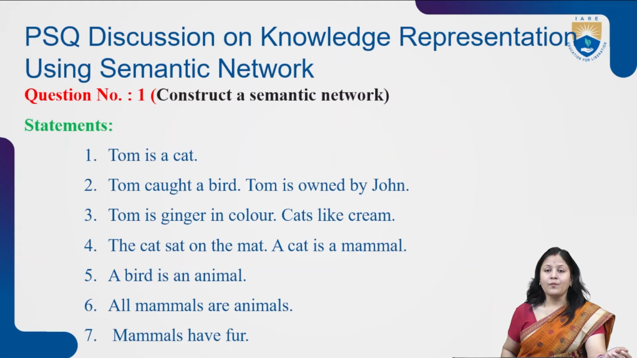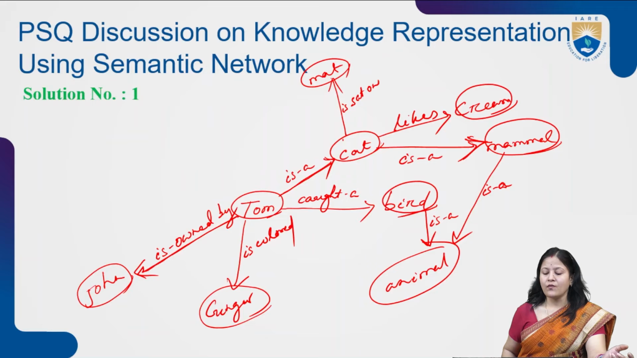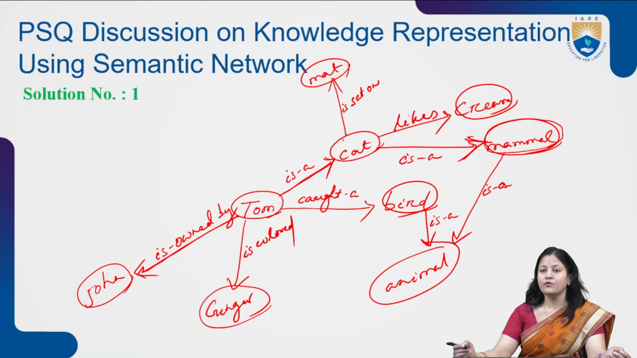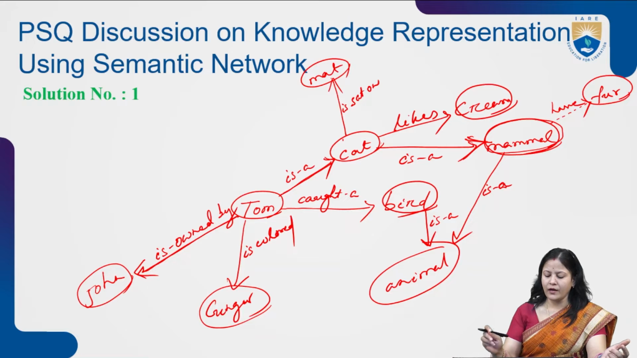Now the last statement is mammals have fur. So fur is one of the attributes. Mammals have fur. Mammal we have already created as a node, and fur. Here, one thing I want to tell you: while representing the attribute, as fur is the attribute of the mammal, we can create fur as a node, and the relation between mammal and fur you can represent with a dotted line. The relation is have. And one more change here: Tom is ginger in color. Ginger in color is one attribute. Is colored is the attribute.